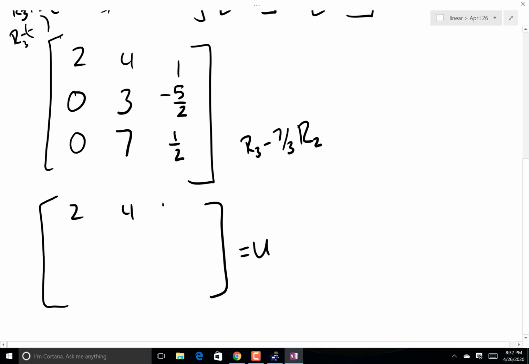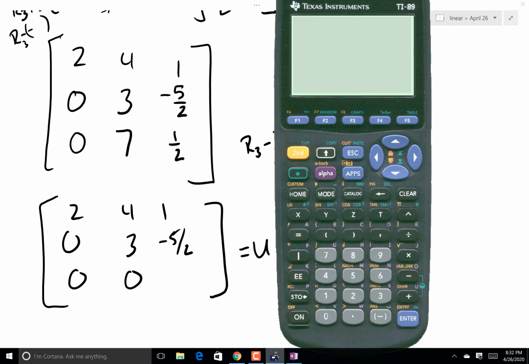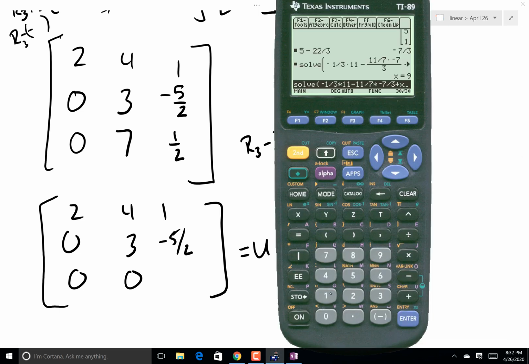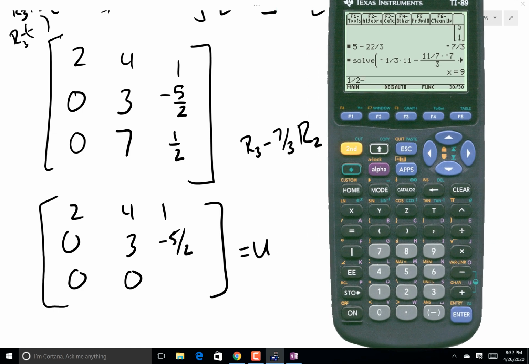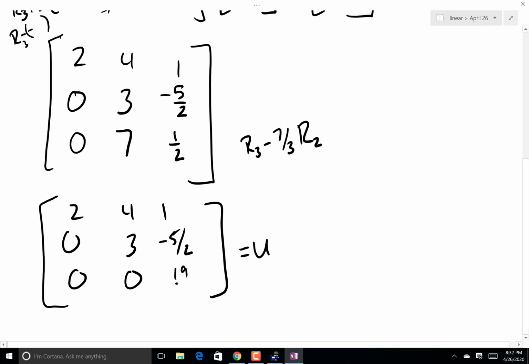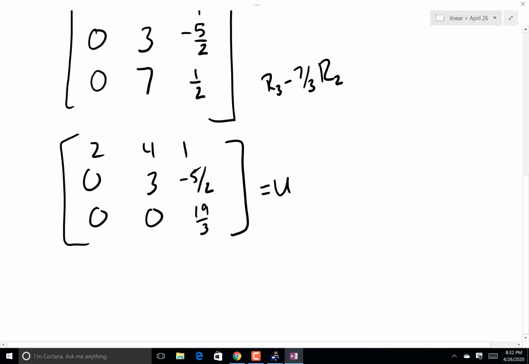So 2, 4, 1, 0, 3, -5/2, 0, 0, and then here I can't do it on my calculator, so 1/2 minus, oh, it's actually going to be plus this time, plus 5/2 times 7/3, 19/3. Okay, this is my U.